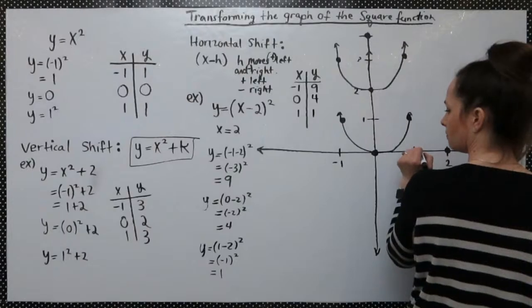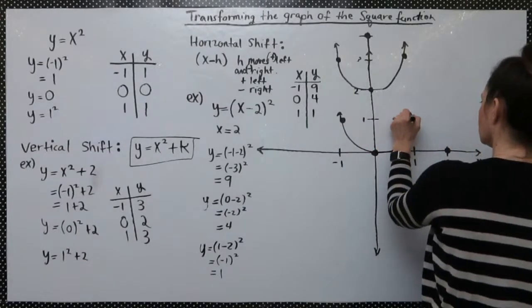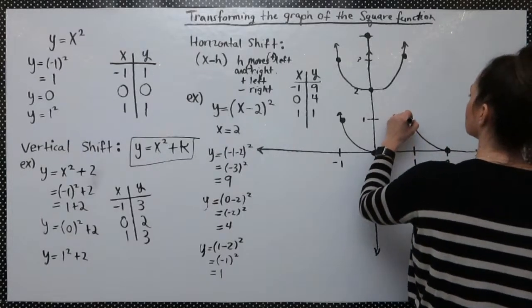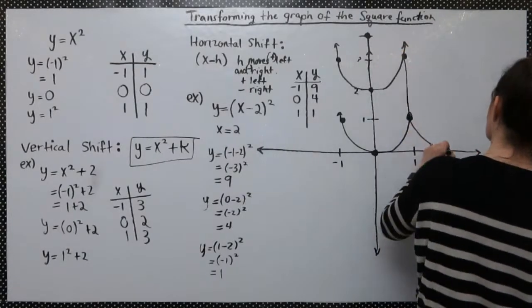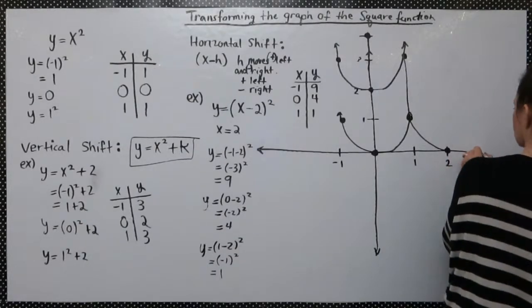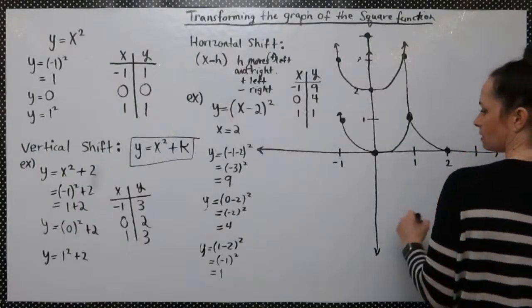So we have 1 comma 1 is on there. So it's this graph here. And then I bet if we extended this one out a little bit, I bet that 3 comma 1 would also be on there. So we'll do that.